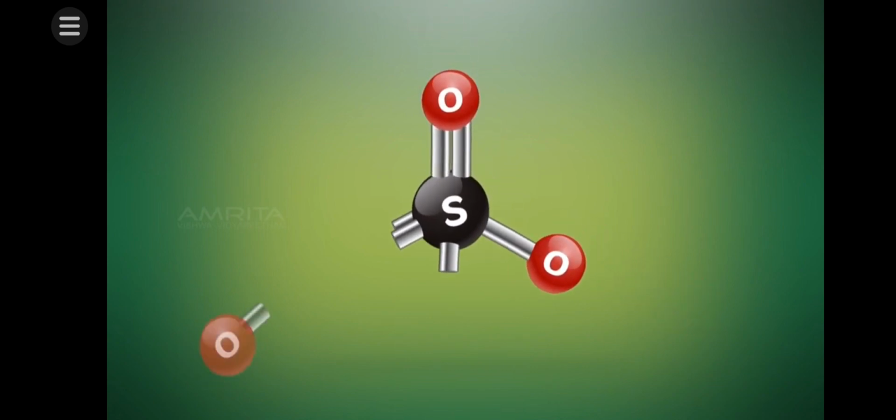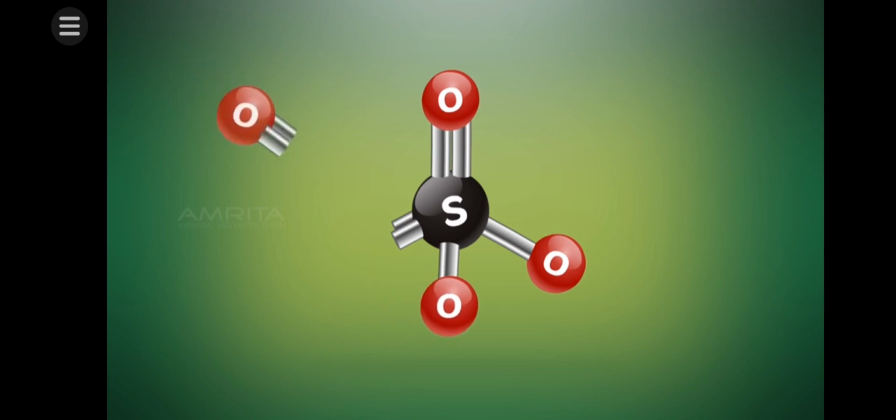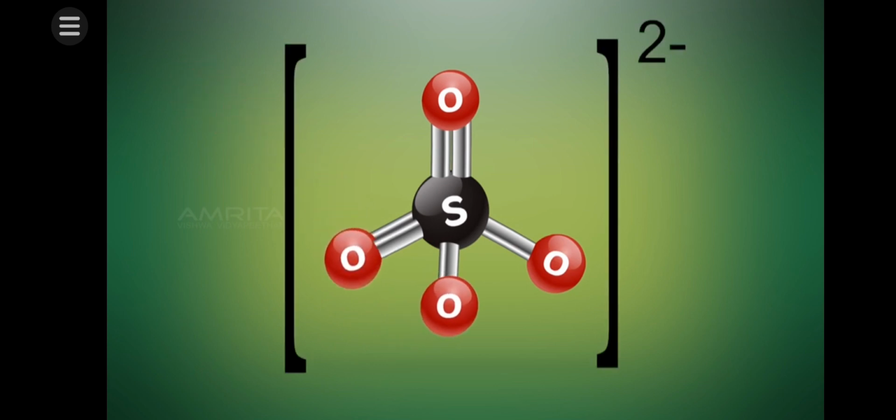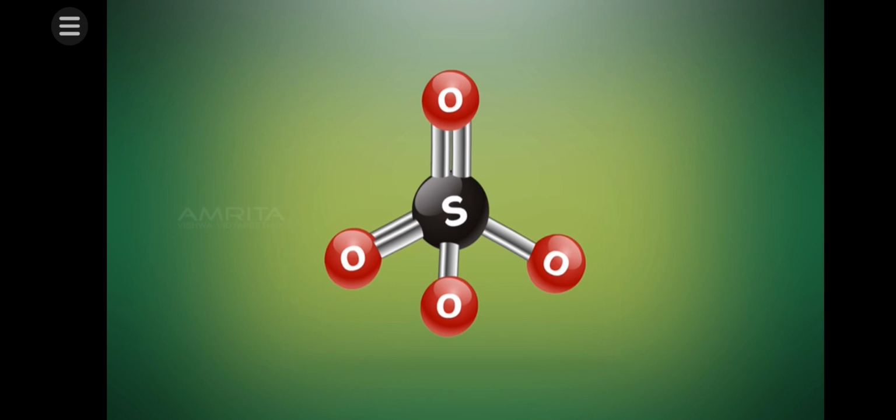The sulfate ion is a polyatomic anion in which the central sulfur atom is surrounded by 4 equivalent oxygen atoms in a tetrahedral arrangement. In the sulfate ion, the sulfur atom is in the +6 oxidation state, while the 4 oxygen atoms are in the -2 states.